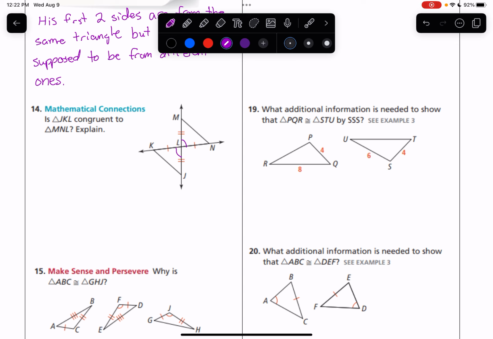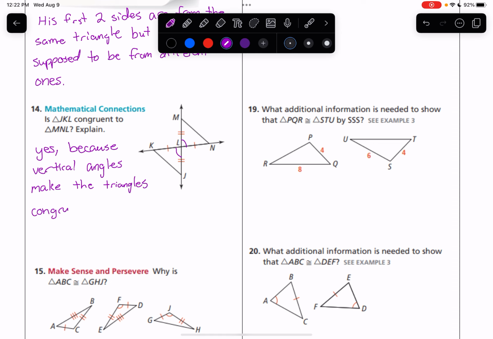So yes, because vertical angles make the triangles congruent by side, angle, side.